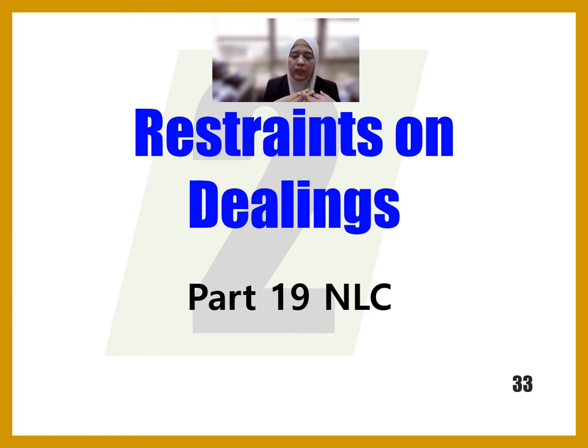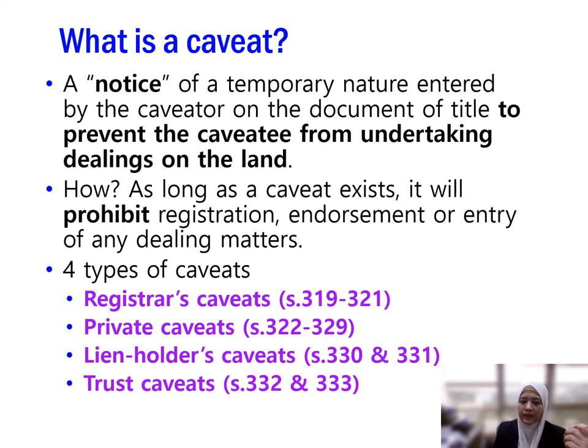Okay. Now we go to restraints on dealings. Restraint is the opposite. Restraint is something that prevents the dealings from being registered. That's all. That is the operation. So what is a caveat? A caveat is a notice of a temporary nature entered by the caveator on the document of title to prevent the caveatee from undertaking dealings on the land. So it's just a notice, which is temporary.